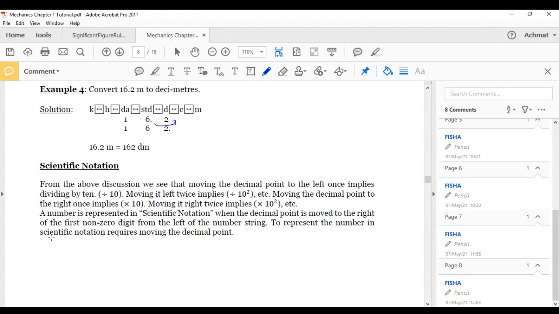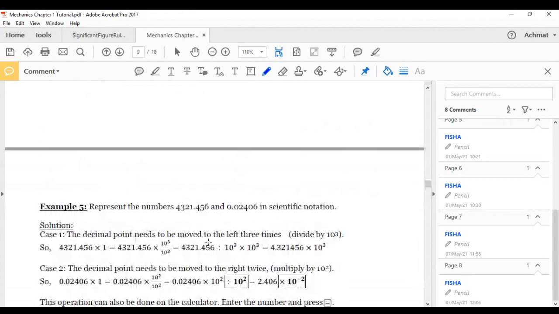To represent the number in scientific notation requires moving the decimal point. Now let's see this example. Remember, we saw this example. If you want to write this in scientific notation, then where's the first non-zero number from the left of the string? This is your string of numbers. So we want that point to be to the right of the first non-zero from the left of the string. Right, so 4, that dot must come here.